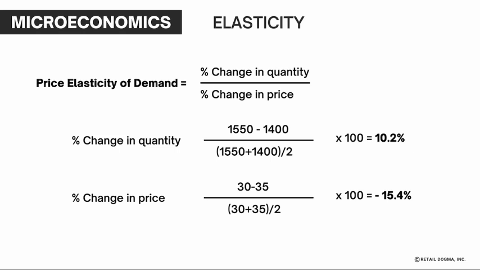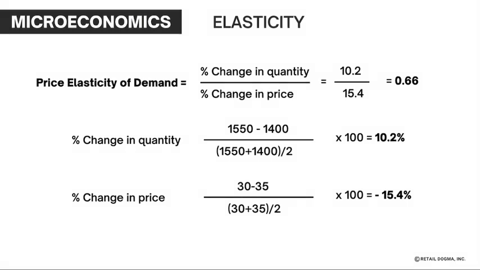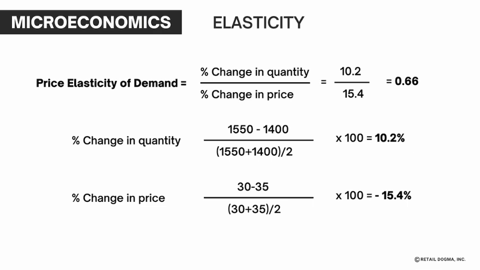Now to calculate price elasticity of demand, we simply divide 10.2 by 15.4. And as we said, we ignore the minus sign because we want to get the ratio only, so we get 0.66, which is less than 1. Since the result is less than 1, this means that the demand is inelastic. It means that increases in price by a certain degree will lead to decreases in quantity demanded by a lower degree. For example, here, a change of price by 1% will lead to a change in demanded quantity by 0.66%.